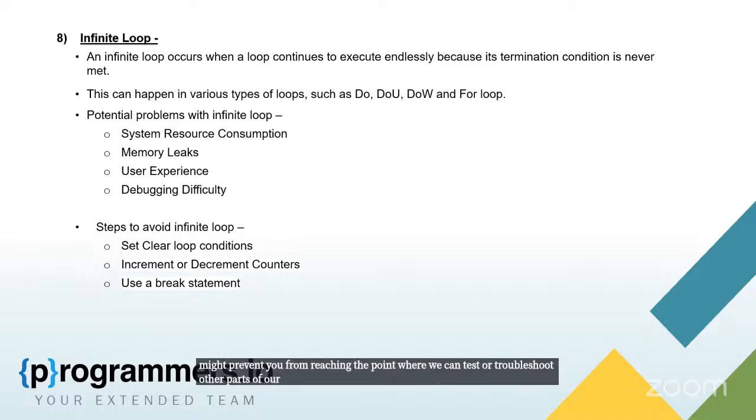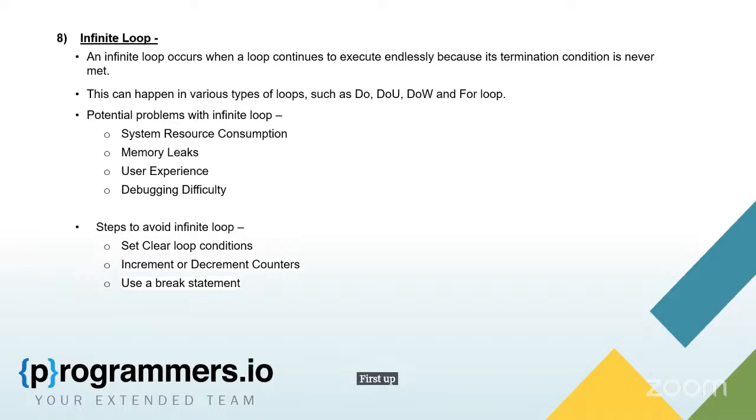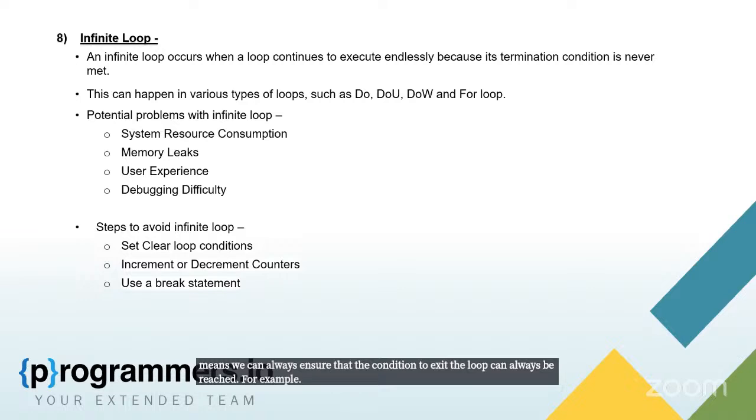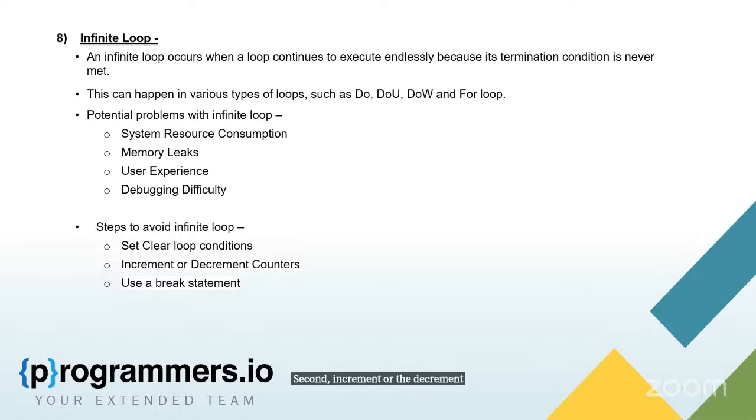So, what steps can we take to avoid the infinite loop? First up, set clear loop conditions. This means we should always ensure that the condition to exit the loop can be reached. For example, we can make use of variables that will eventually change their state. Second, increment or decrement counters. If we are using any counter, make sure it is updated within the loop so the termination condition will eventually be met.